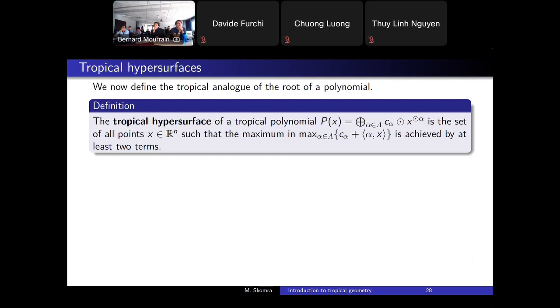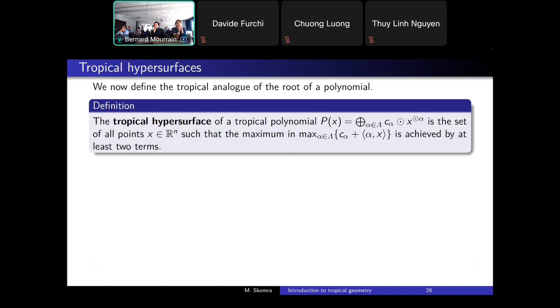So we said that in the tropical semiring, the neutral element of addition is minus infinity, right? However, this function is never equal to minus infinity. So in some sense, this function doesn't have roots in the tropical semiring, right? So we need some sort of a different definition of a hypersurface. So here is the definition of the tropical hypersurface, which may seem very counterintuitive at first, but then we will motivate why this definition is good.